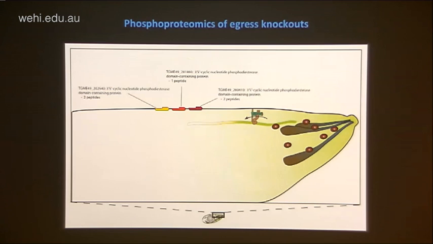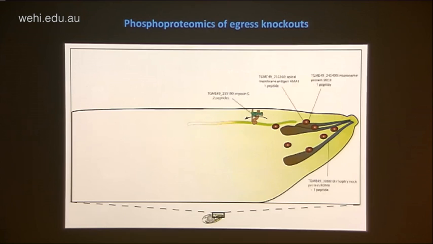And we also saw 3 different phosphodiesterases, those enzymes which break down cyclic nucleotides like cyclic GMP, which are known to be important for things like PKG signaling. So these are going to be cool candidates going forwards also.